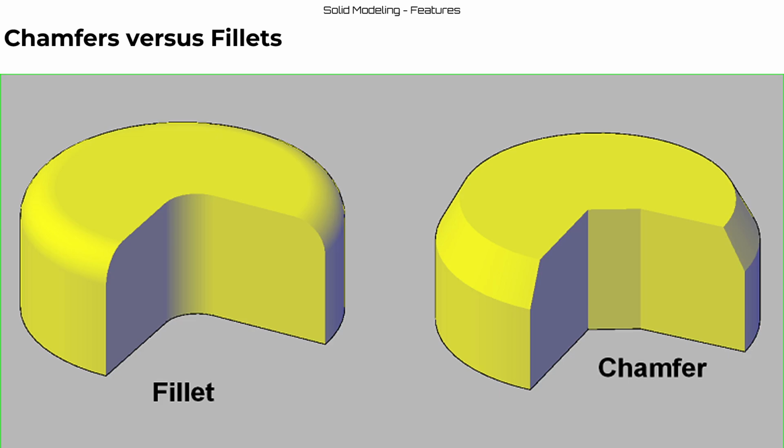Chamfers versus fillets. A fillet is rounded while a chamfer is at an angle. As you can see in the picture here, these are the same model. However, the fillets make it look smooth and rounded, whereas the chamfers are a little bit more abrupt and make it usually 45, but whatever angle you want.